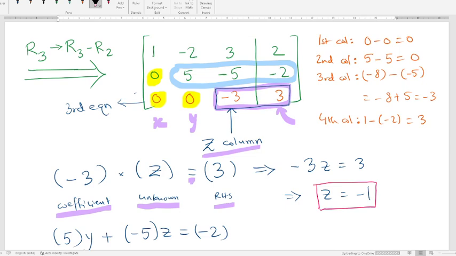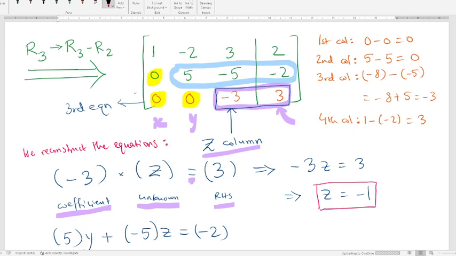So what we do is reconstruct the equations here. I think it's better that I write it down. We reconstruct the equations.